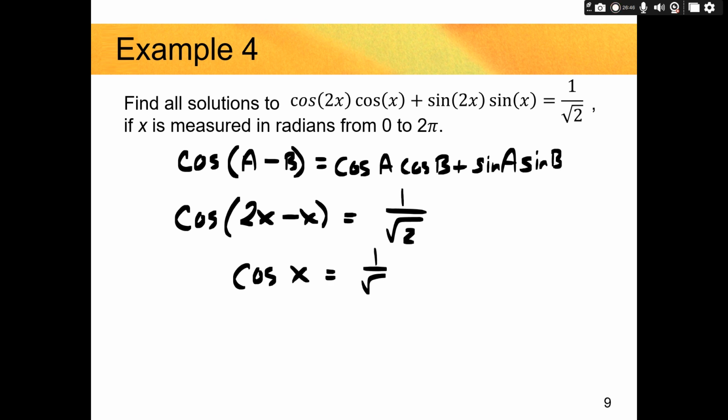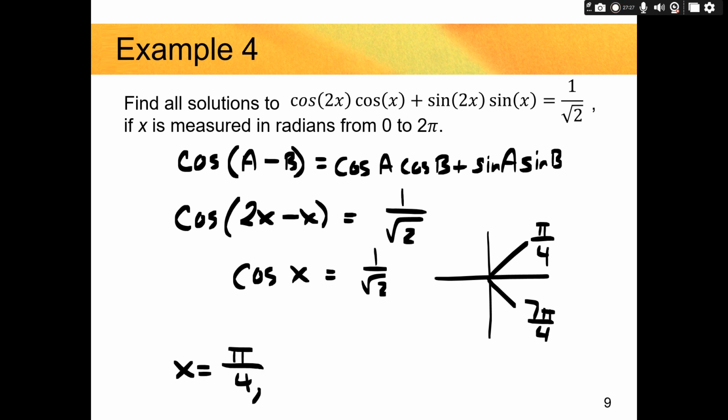Anybody on your formula sheet give me when is cosine x 1 over root 2? In radians or degrees? In radians. All right, anybody in radian measurement, give me 1 over root 2 for cosine. 5pi/4 is one way, yep. 7pi/4 is another one. Perfect, I got those two, and here is what I got. x is equal to, now notice it's not 2x, right? It's just x.